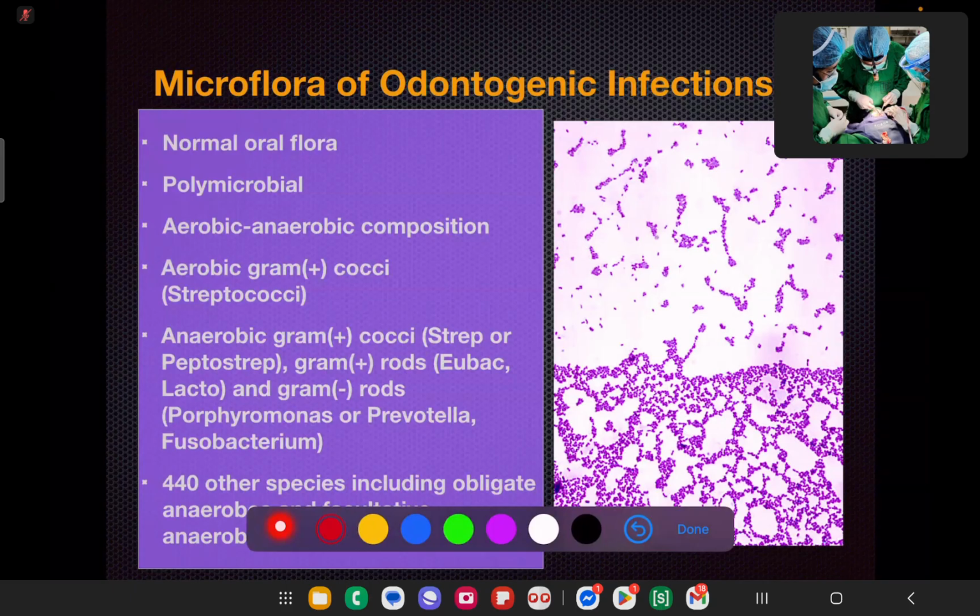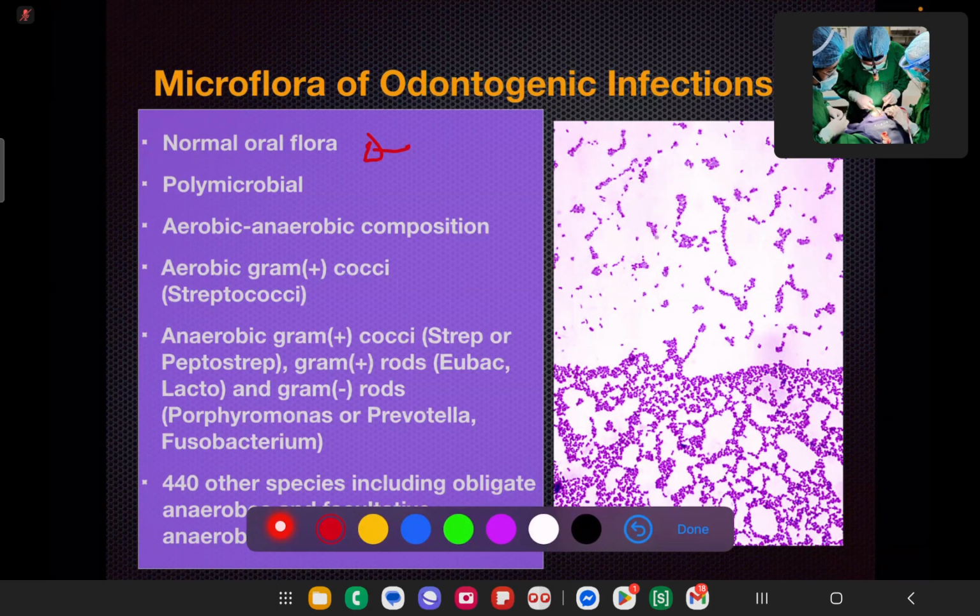So for us to be able to manage those infections, we really need to know the microflora of the odontogenic infection. When you say microflora, it means what are the bacteria present in the area of an odontogenic infection. So always remember that in odontogenic infections, the concern is actually triggered by the normal oral flora. And when there's an odontogenic infection, especially if it's swelling, my cellulitis is polymicrobial. So it means that it's not only one bacteria that would trigger such infection. It would always be polymicrobial.